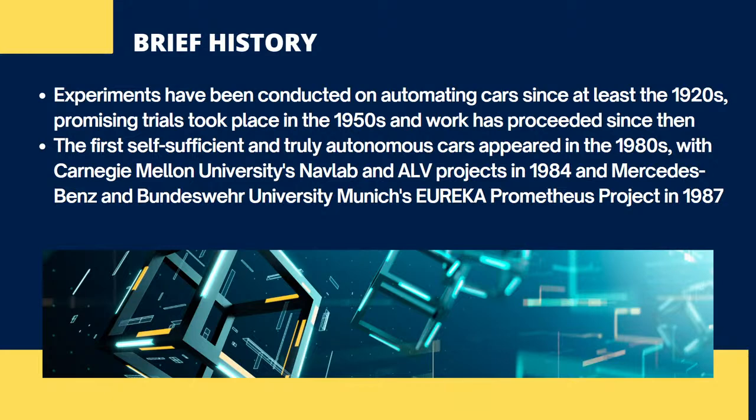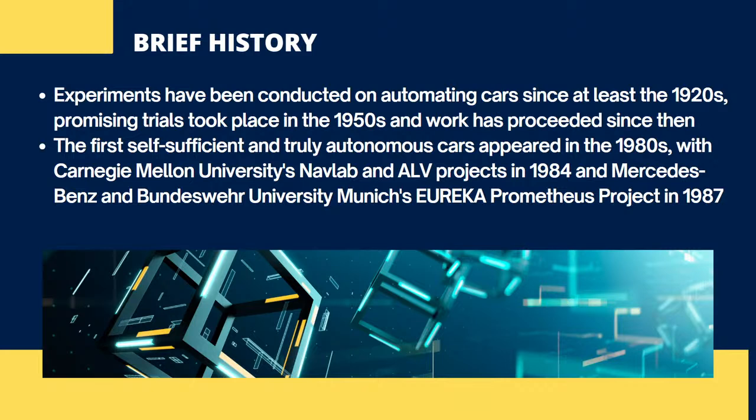Then, coming to a brief history, the idea of the autonomous vehicle already existed in the early 1900s, while the industrial revolution was happening. Experiments have been conducted on automating cars since at least the 1920s. Promising trials took place in the 1950s, and work has proceeded since then. Self-sufficient and truly autonomous cars appeared in the 1980s.